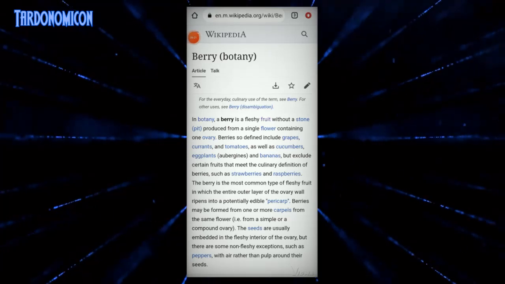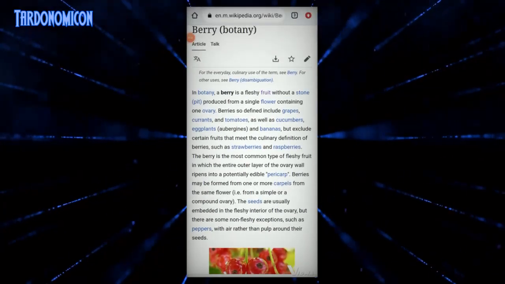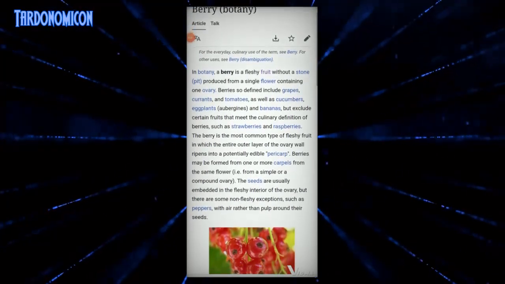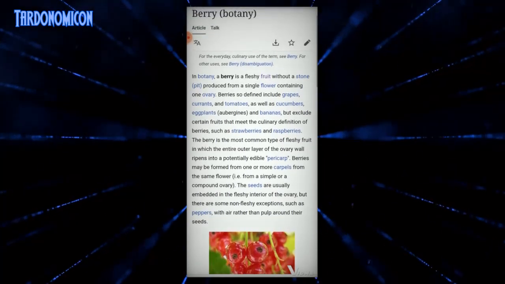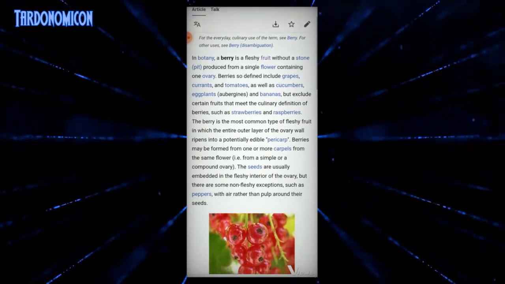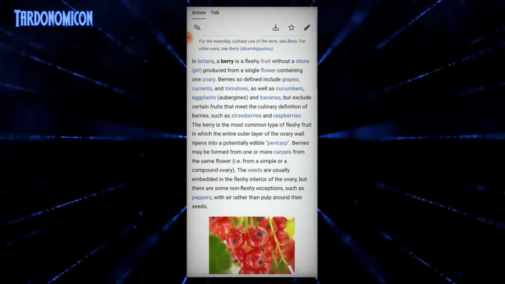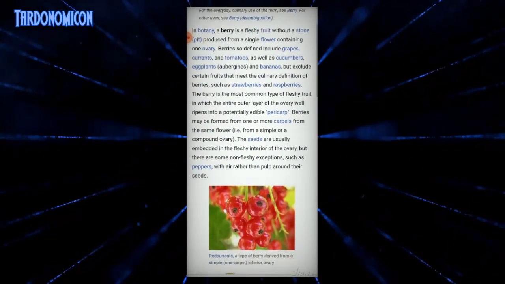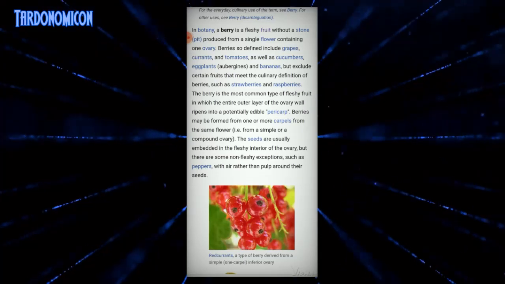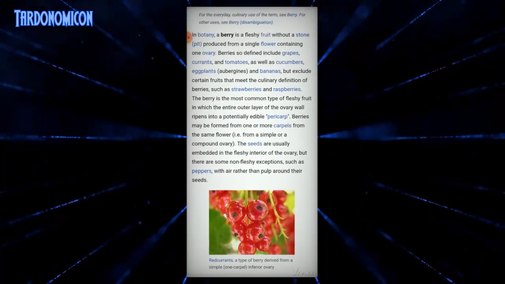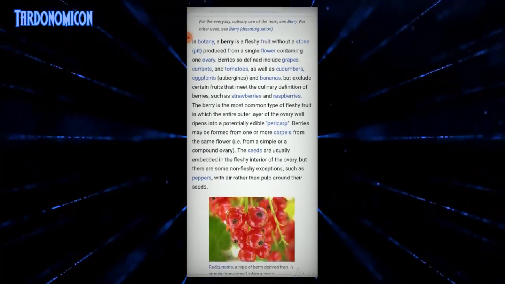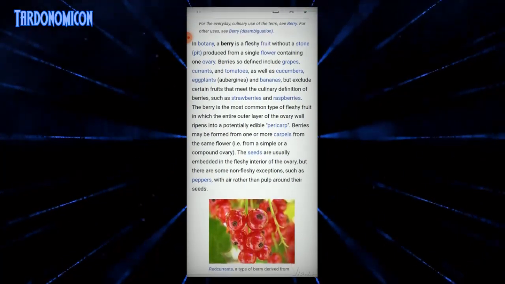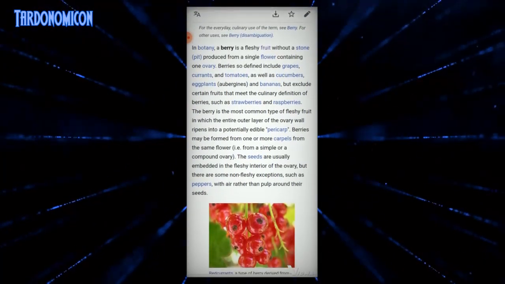So we went over what fruits are. What are berries? In botany, a berry is a fleshy fruit without a stone, produced from a single flower, so it's not a stone fruit. Now, some stone fruits are actually also very good in the diet, such as apricots, plums, things like that, although they do tend to be a little bit higher in sugar.